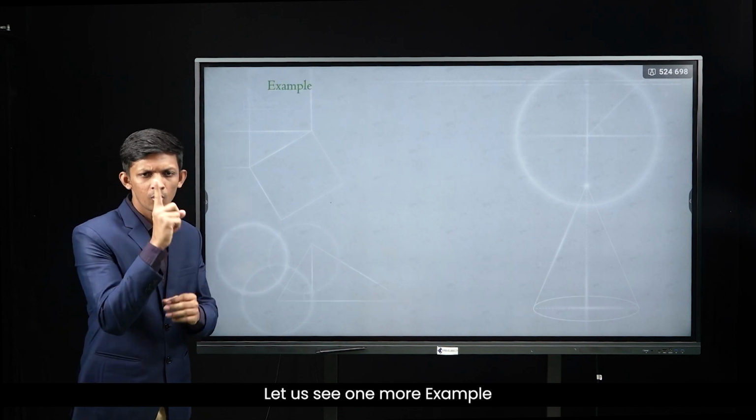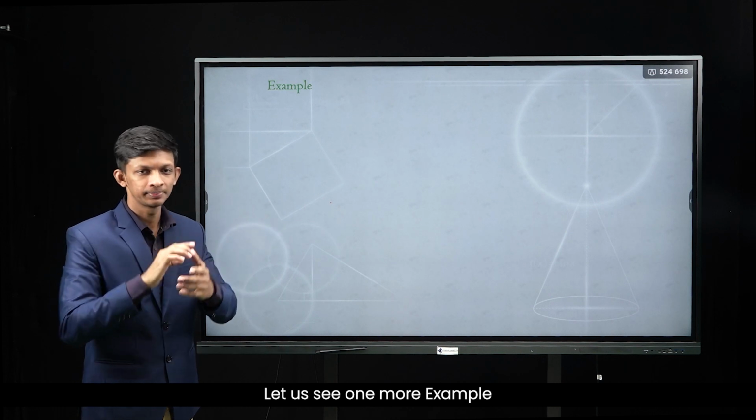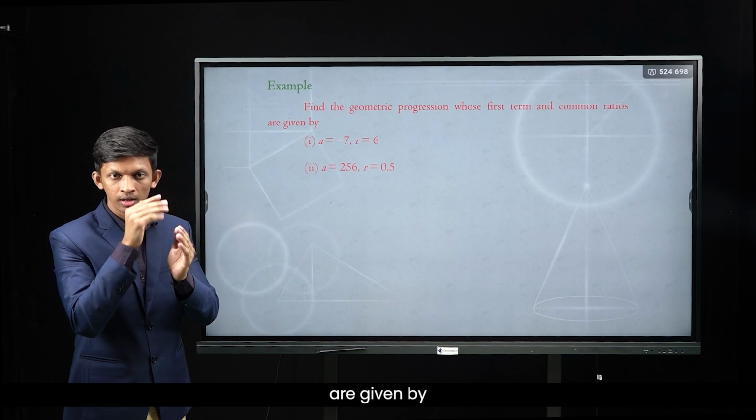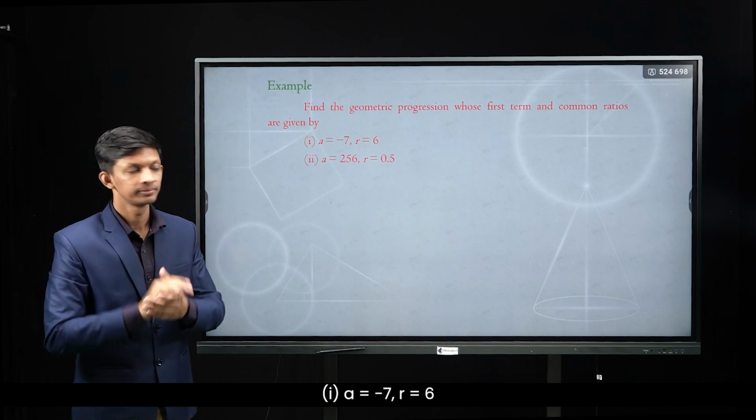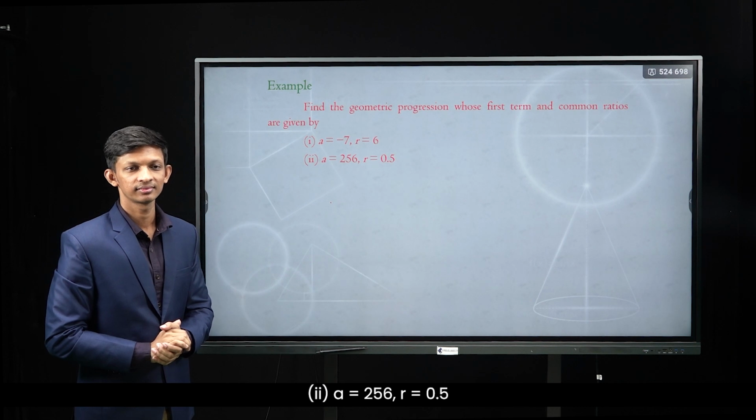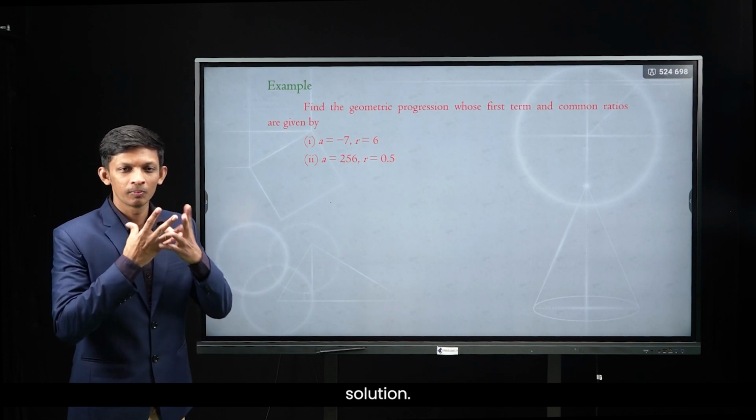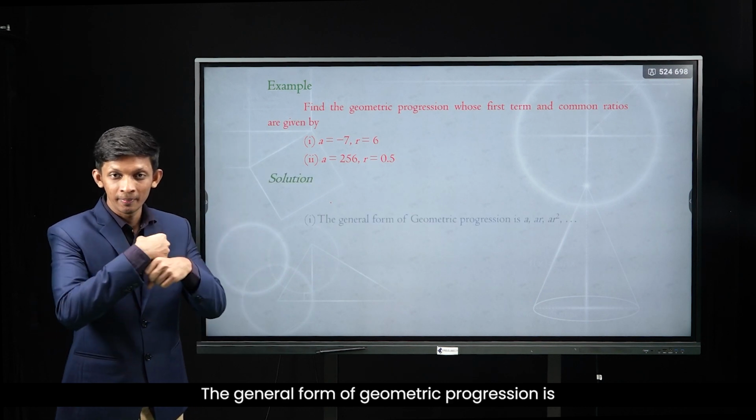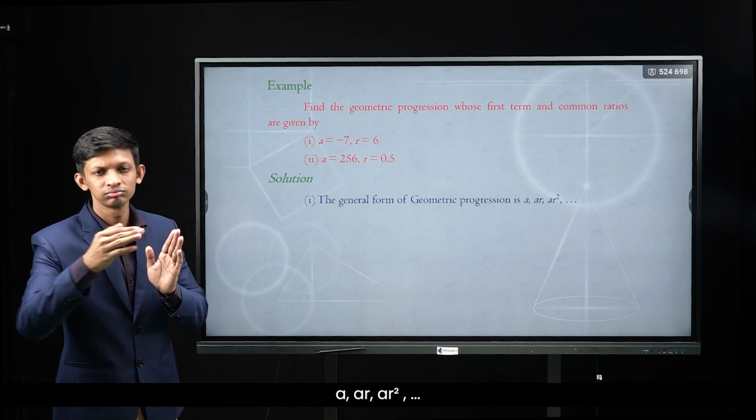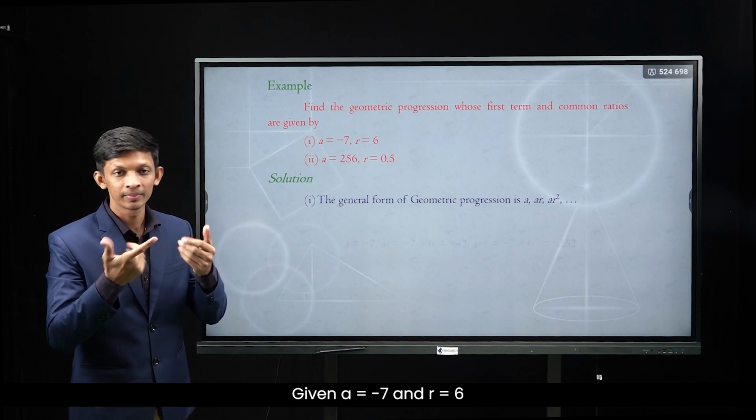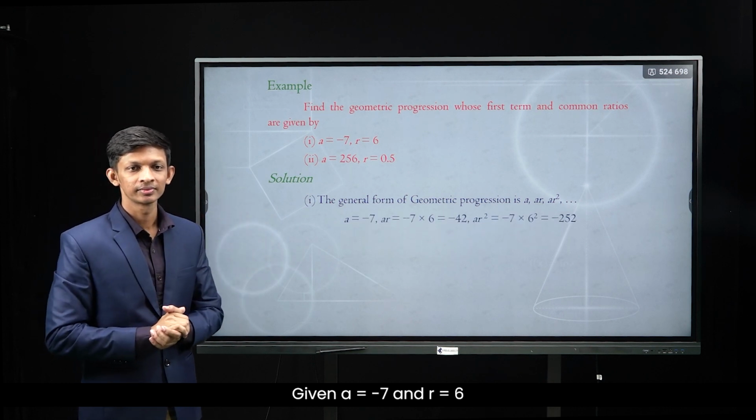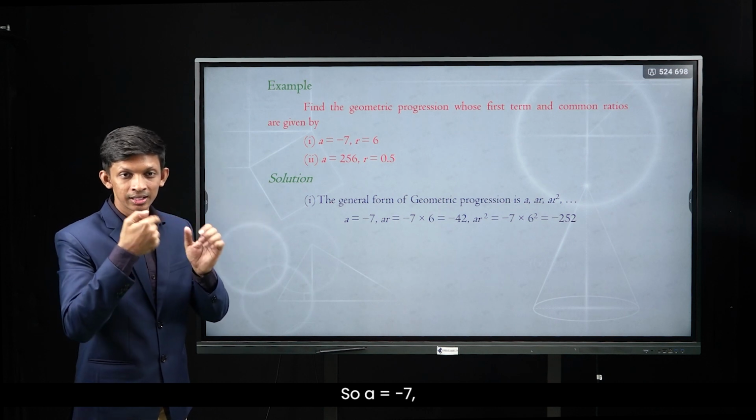Let us see one more example. Find the geometric progression whose first term and common ratio are given by a is equal to minus 7 and r is equal to 6; a is equal to 256 and r is equal to 0.5. Solution. The general form of geometric progression is a, ar, ar square, and so on. Given a is equal to minus 7 and r is equal to 6. So, a is equal to minus 7.